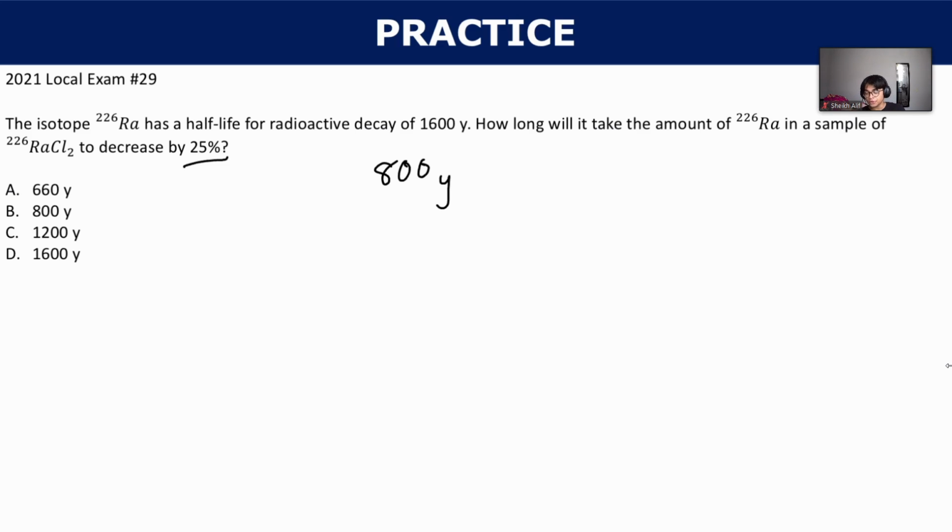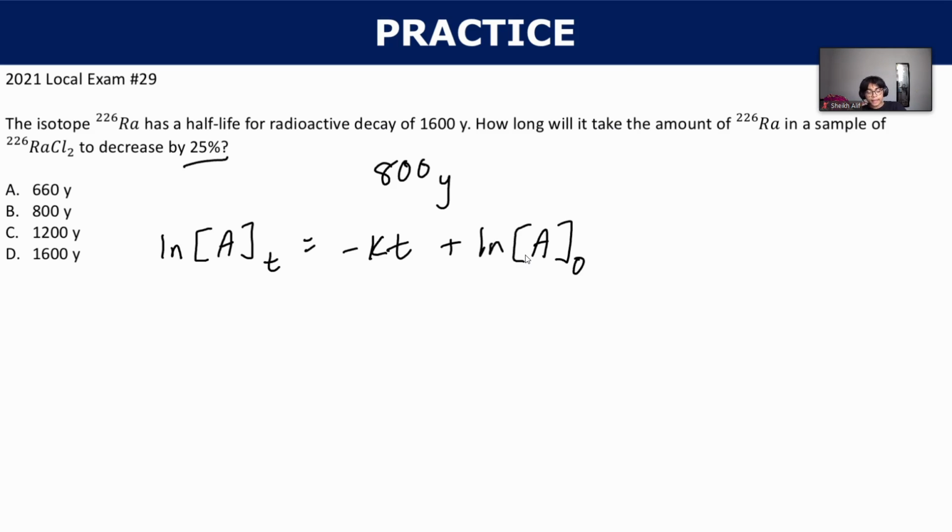You need to use your integrated rate law. Remember, radioactive decay is going to follow first order integrated rate laws, and so the formula for our first order integrated rate law is the natural log of A at some time t is going to equal minus k times t plus the natural log of the initial concentration of A.